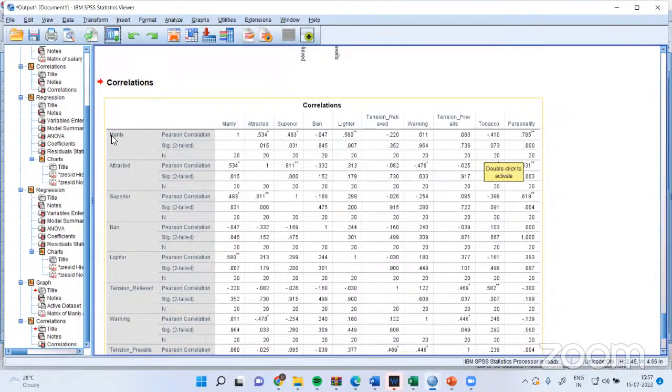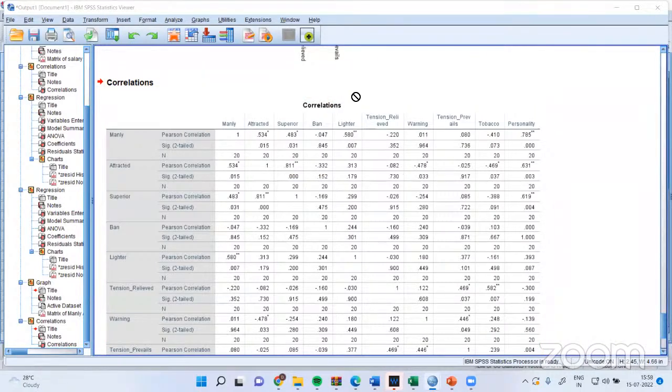Manly, attracted. See this? All of you can see here. Is the relationship significant? Is it less than 0.05? Yes, sir, it is less than 0.05. Okay, so on one page, write down manly and attracted will make a friendship.